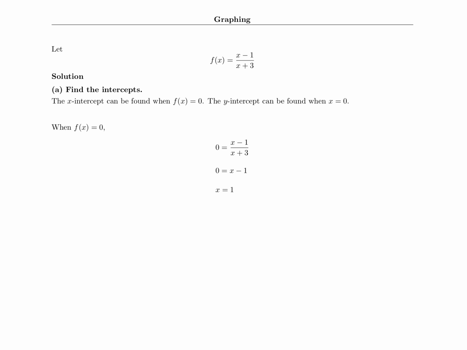Now, we need to find the y-intercept, which is found when x equals 0. All we need to do is substitute x equals 0 into the function, and doing this we get the y-intercept as y equals negative 1 on 3. So there we have it for A. We have the x-intercept as x equals 1, and the y-intercept as y equals negative 1 on 3.